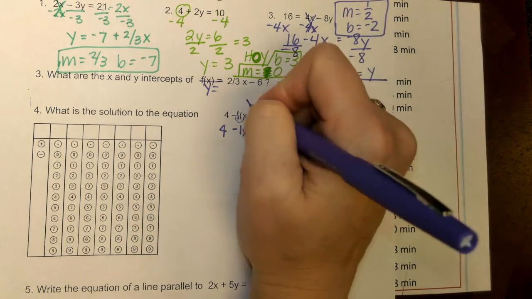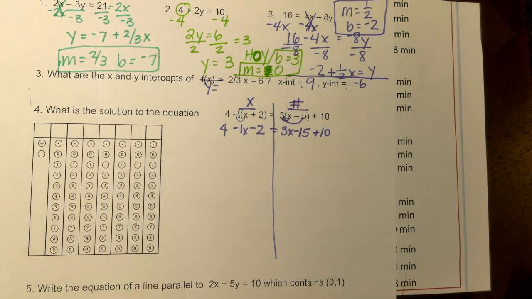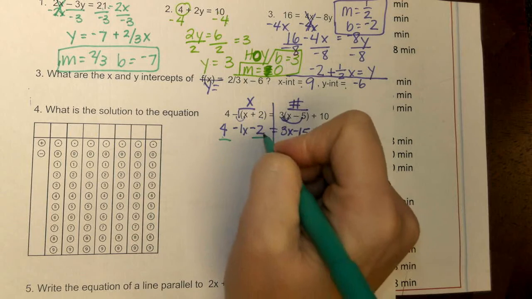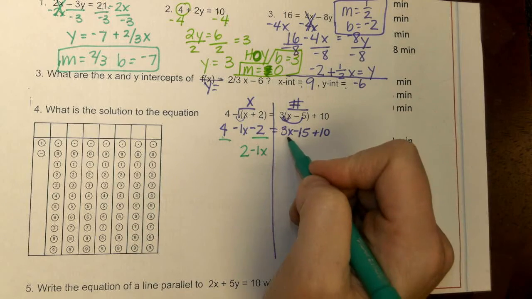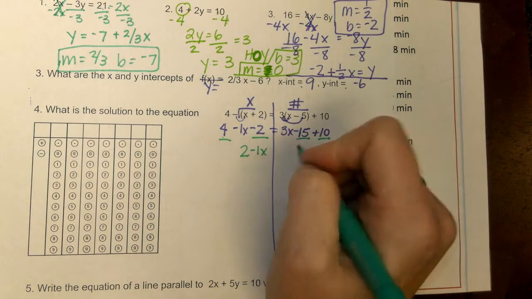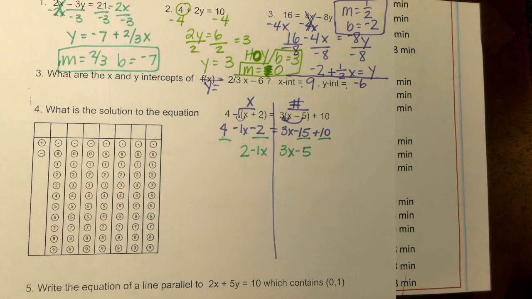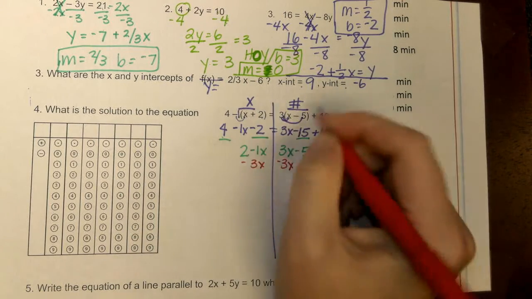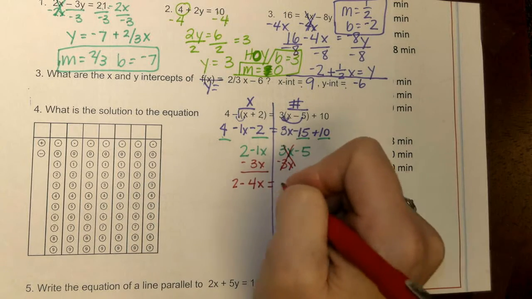Okay, so now I want to get all my x's to this side and all my numbers to this side. So I need to start by combining like terms. 4 and a negative 2, that's going to give me a 2 minus 1x. And then a negative 15 and a positive 10, well, that's going to give me a negative 5. So we have 3x minus 5 on that side. So let's move all our x's over here. We're going to subtract 3x. So I get 2 minus 4x equals negative 5.